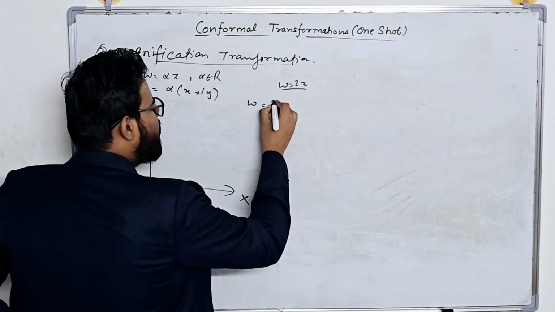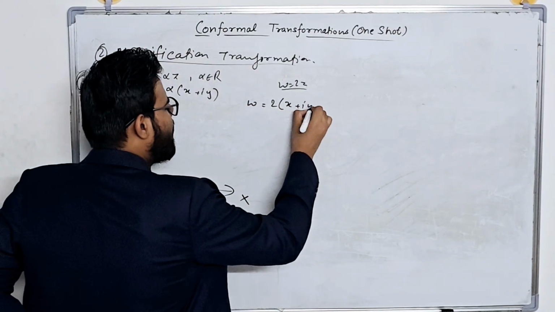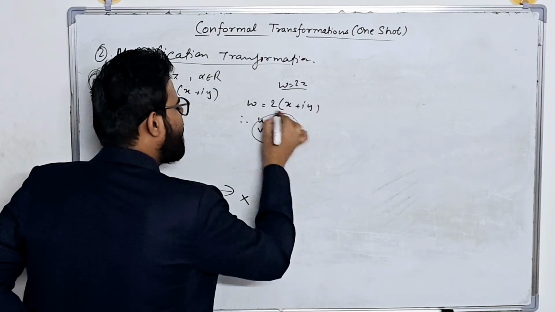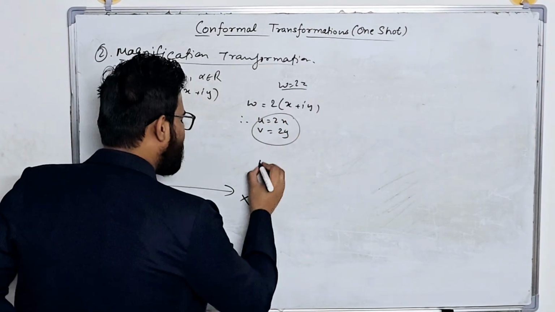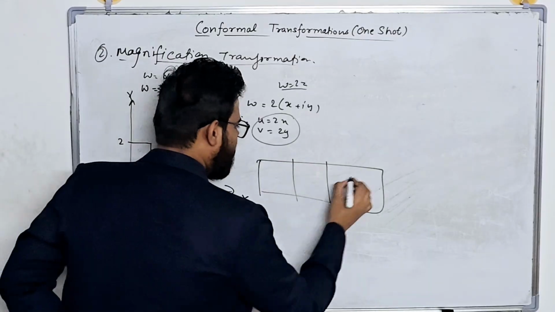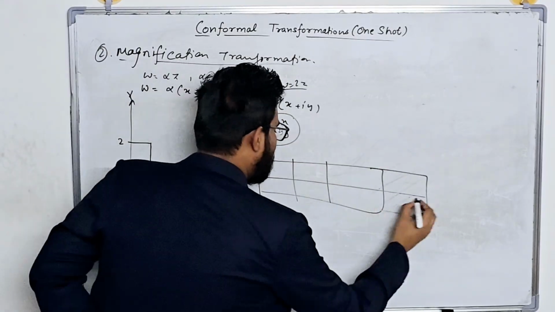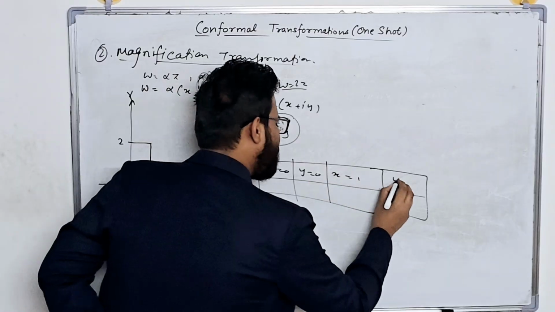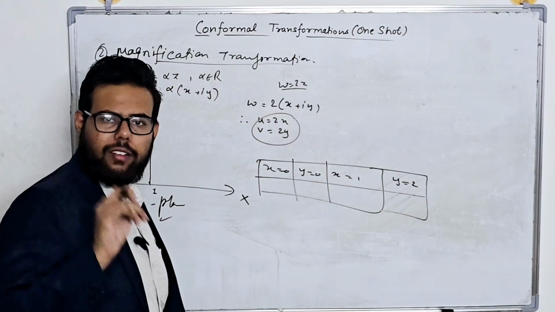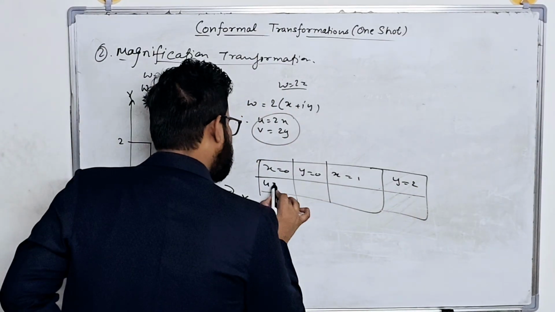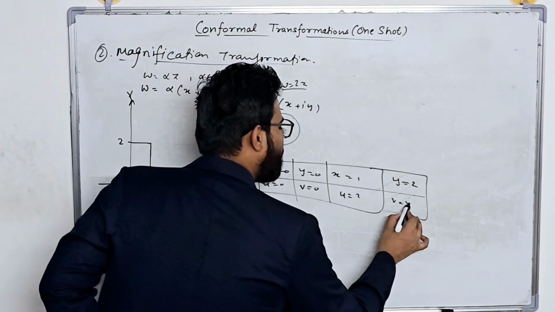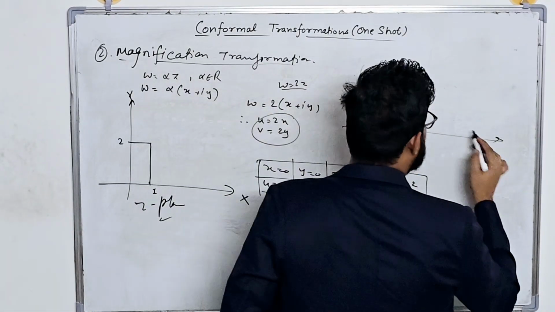Now w is equal to u plus iota v, hence u is equal to 2x and v is equal to 2y, right? Hence what we have now, x is equal to 0, y is equal to 0, x is equal to 1 and y is equal to 2, just like in the previous case. Hence u is equal to 0, v is equal to 0, u is equal to 2 and v is equal to 4, right?